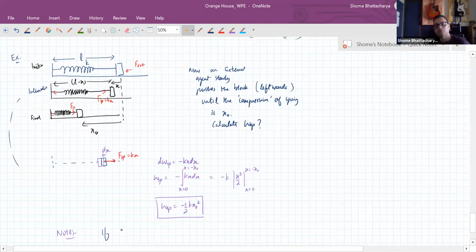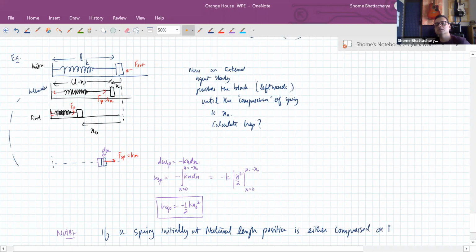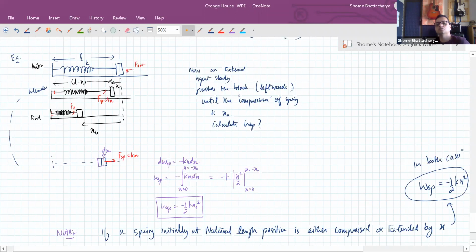So if a spring initially at natural length position is either compressed or extended by x, the work done by the spring in both cases is minus half kx square. In both cases of whether x is a compression or an extension.